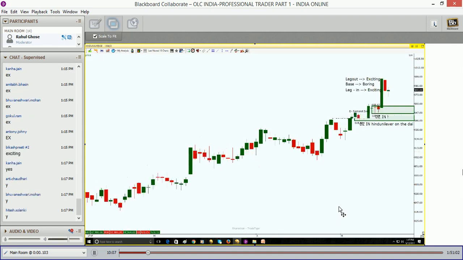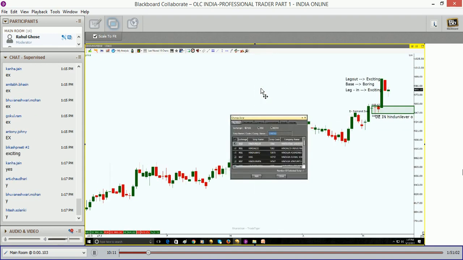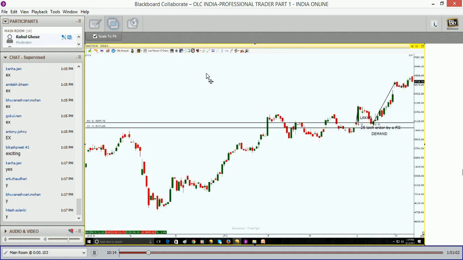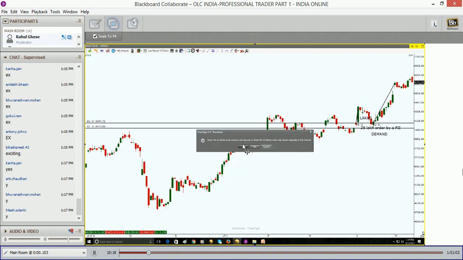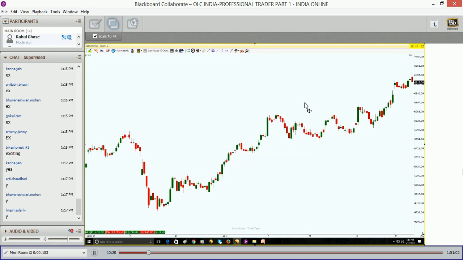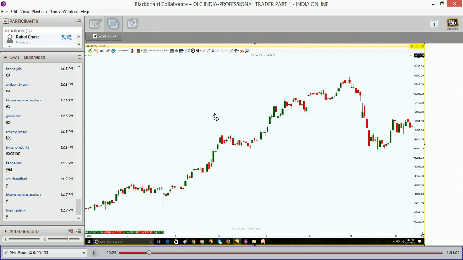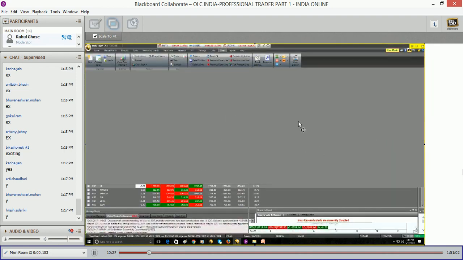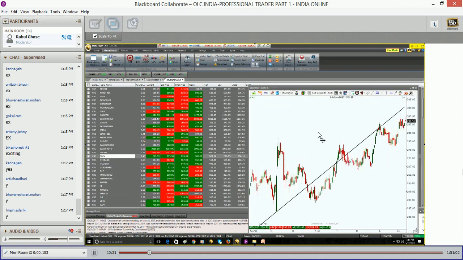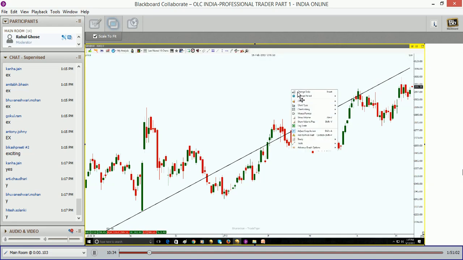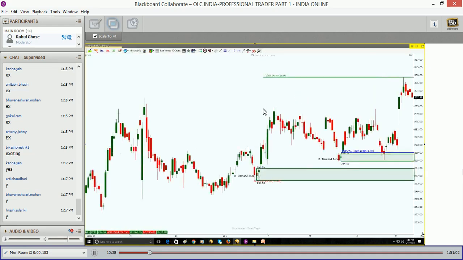Okay, we are just in the first example. Let's look at another one. Let's go to Maruti. And in Maruti, let's look at an even better example. Give me a minute. ICICI Bank.